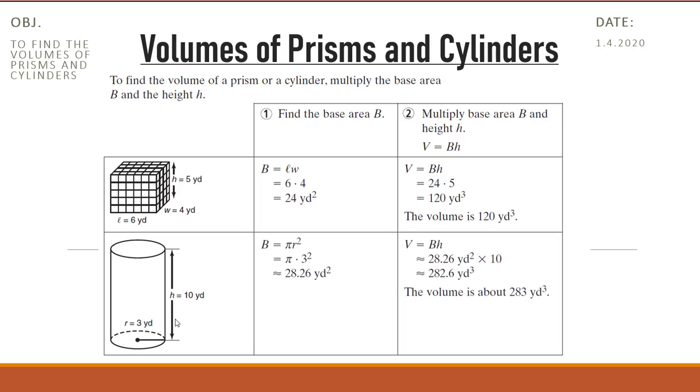If we have a cylinder, we will do the same. Remember that the area of a circle is pi r square. So to find the area, we have here the radius 3 yards.